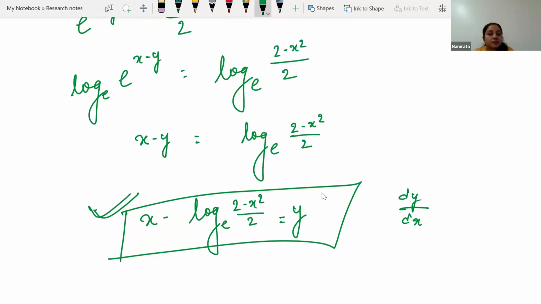Is it clear? Yes, ma'am. Don't get confused about why we are again doing the derivative of that. We are going to do the derivative so that we get the critical point, and so that we will be finding the point of minima now.